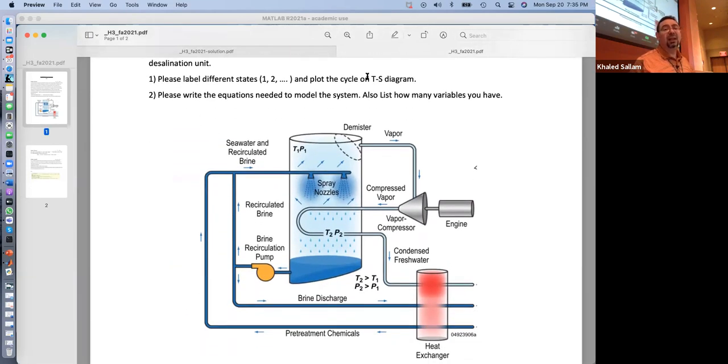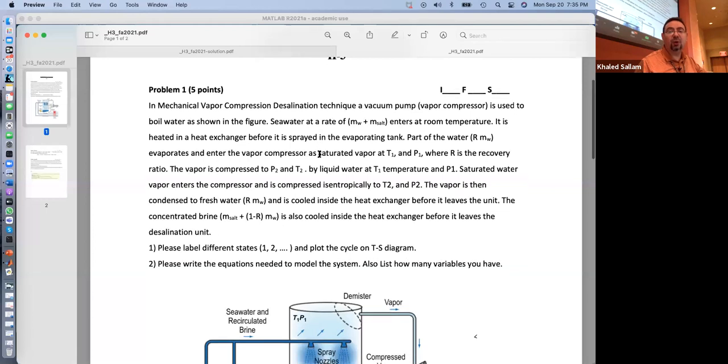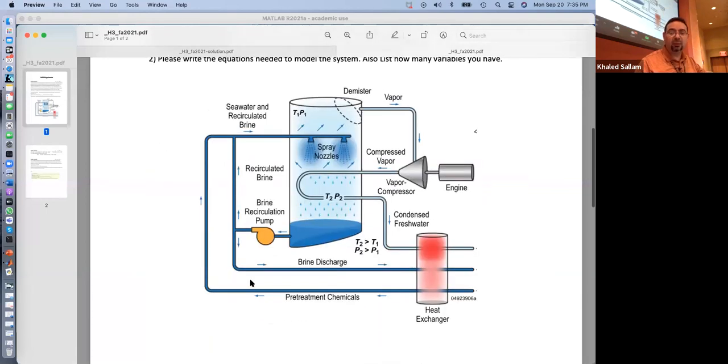What he wants: label and plot on a TS diagram. We need to label and plot on a TS diagram, and then write the equation to model that system. Imagine if this was our project, and we would like to model this so that we can solve it and figure out, for example, how much work he's doing. So first of all, what is he doing? He is desalinating water. He's telling us seawater at a rate of m dot water plus m dot salt enters at room temperature. It's heated in the heat exchanger before it is sprayed.